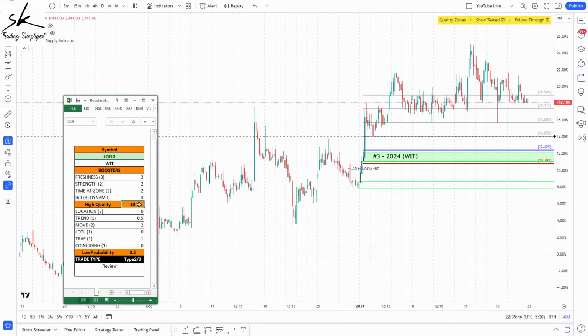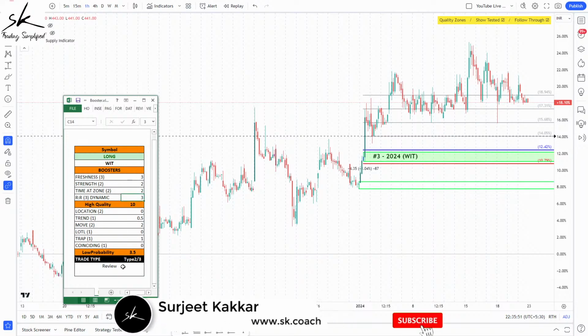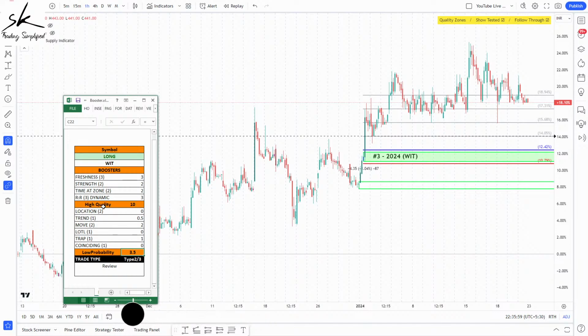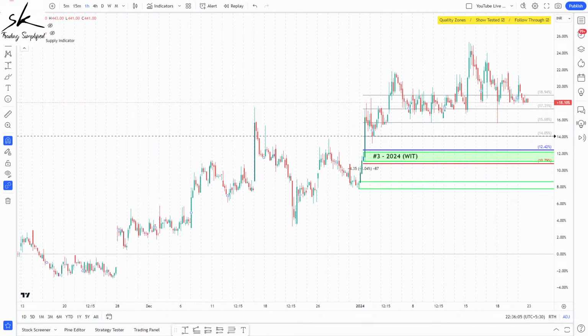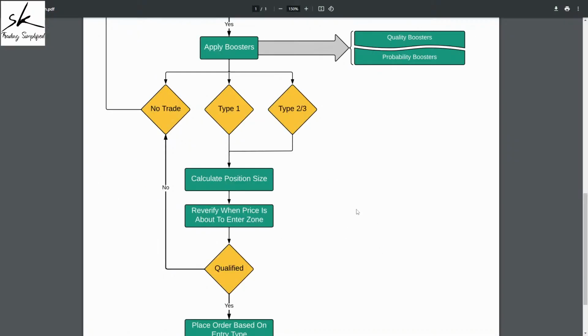So you can see our scoring for the zone is 10 out of 10 for quality, definitely with the assumption of reward to risk ratio. And if you talk about the probability factor, it's not a very high probability setup. We still have a score of 3.5, which makes it a high quality, low probability trade setup. And such setups should only be done as type 2, type 3 trades. So this got qualified for us as a type 2, type 3 trade.